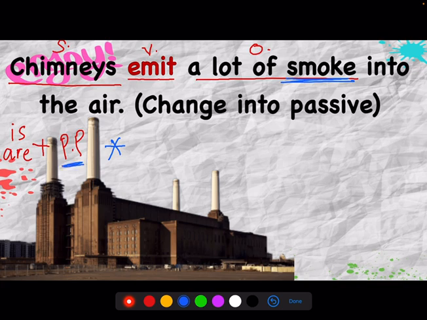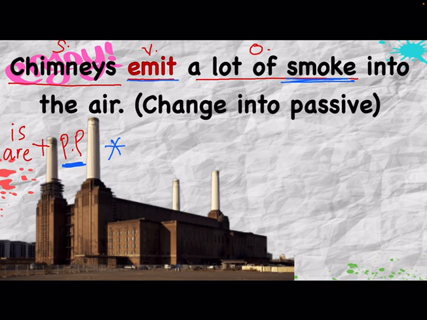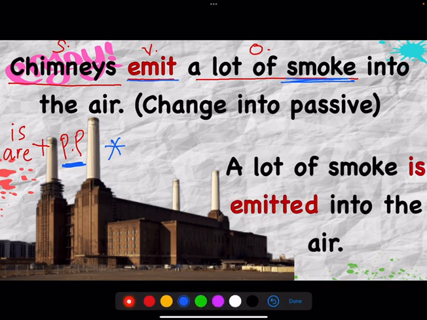Then I have to find the verb 3, or the past participle, of my verb, which is emit. So what is the past participle for emit? It is emitted. So the sentence should be: a lot of smoke is emitted into the air. See? I can remove the subject from the sentence. I don't have the subject in this sentence. This is what is meant by passive.